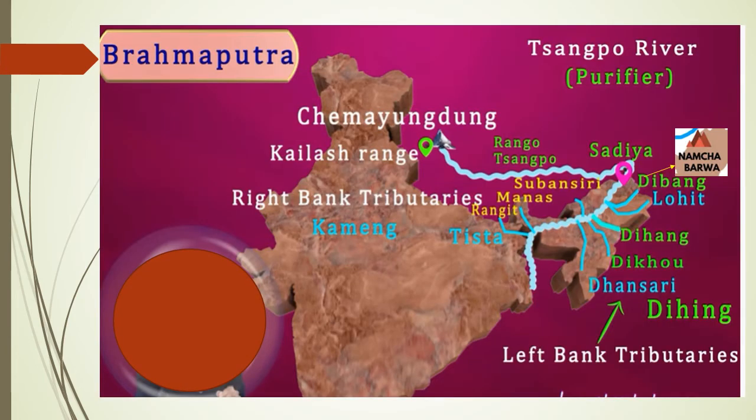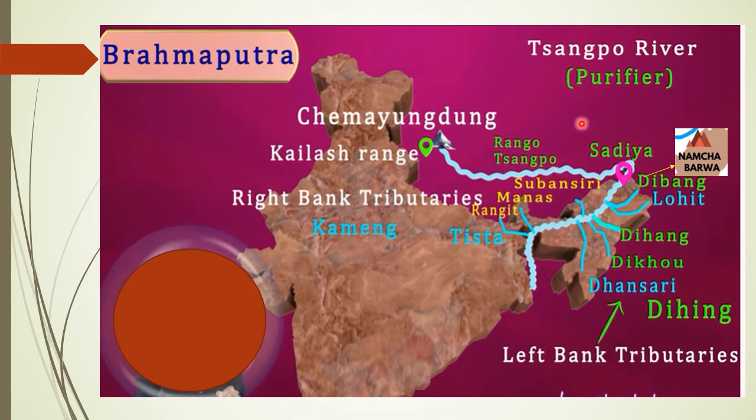Now let us look into the origin of the Brahmaputra river. You can see it starts in Tibet, very close to the Kailash range, east of the Mansarovar lake, and it rises from a glacier called Chemang-Yongdung, and from there it flows eastwards parallel to the Himalayan range. So here in Tibet in China, the Brahmaputra is called Sangpo. Sangpo means purifier. Then it flows, as I told you, eastwards, and then it reaches Namcha Barwa. This is a mountain there, and from there it takes a U-turn and enters into Arunachal Pradesh.